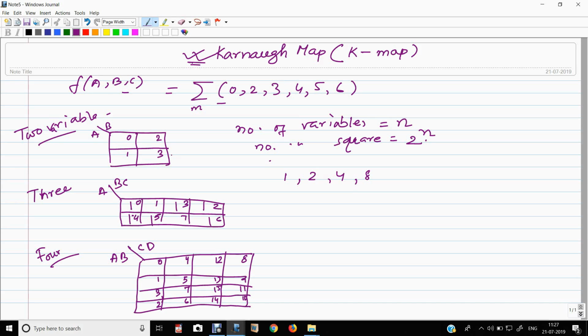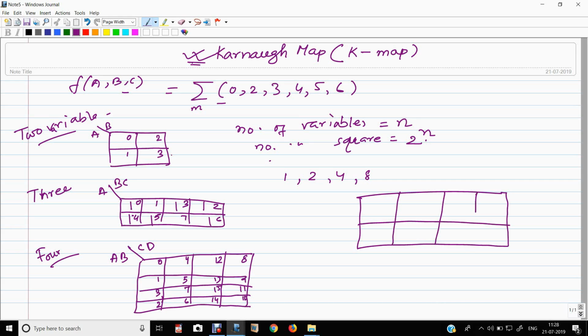So if we rebuild this matrix, this will be clear. A, B, C, and this will be 0, 1, and this will be 0 0, 0 1, 1 0, 1 1, this will be our 0, 1, 3, 2, 4, 5, 7, 6. Okay, so 1, 1, 1, 1, 1, and 1. So this will be a group.